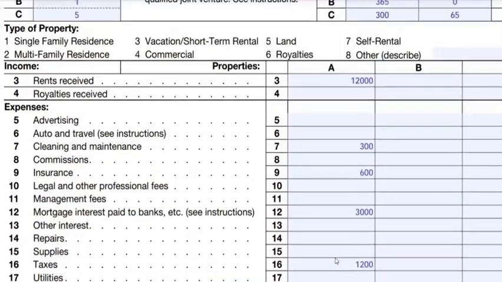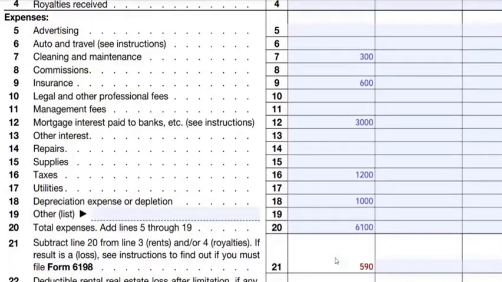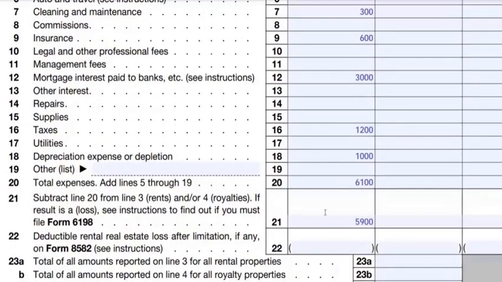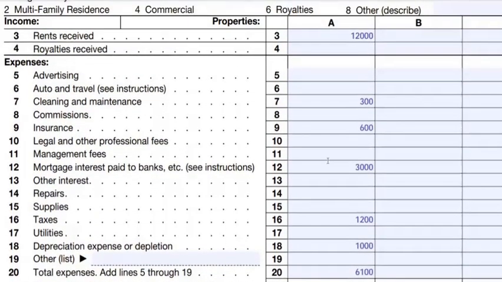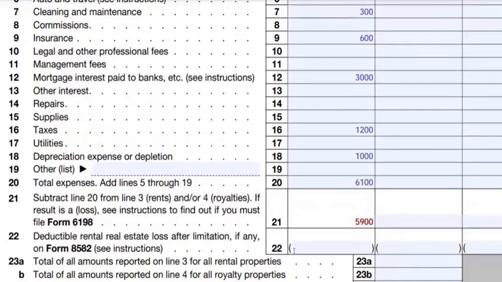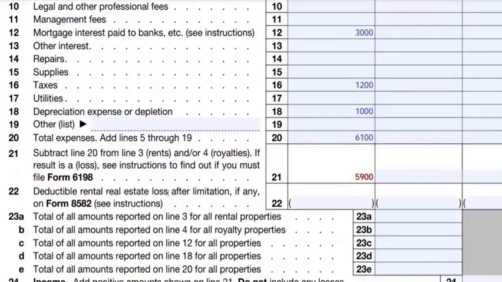59. 5900. So 5900 is the amount we are going to write here. These were the expenses and this is the profit they received. So deductible rental real estate loss after limitation, if any. If there were any deductible rental real estate loss after limitation, they can write it here on line 22. Anything that needs to be deducted could be written here.